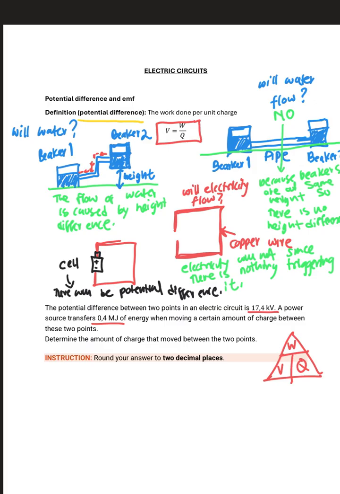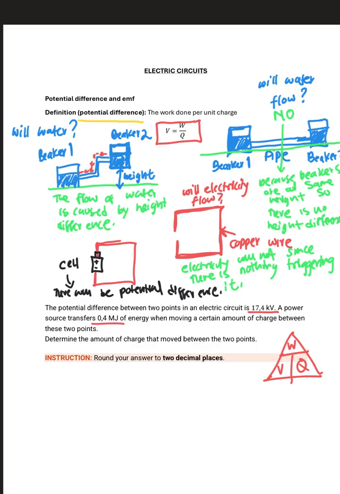If I want to calculate V, then V is equal to W over Q. If I want to calculate Q, I'm going to say W over V, because V is at the bottom, right? If I want to calculate W, W is equal to V times Q, because both V and Q are at the bottom. So that's how you remember.